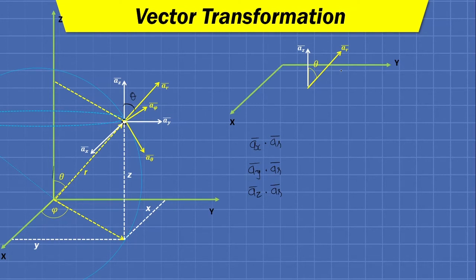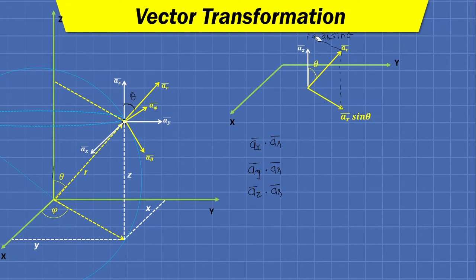Keeping the projection of ar bar on xy plane, we will get ar bar sine theta. How will it be ar bar sine theta? Because this component will be ar bar cos theta and this component will be ar bar sine theta. The length of this projection will be the same as this component, hence we have shown it as ar bar sine theta. So, simple trigonometry.